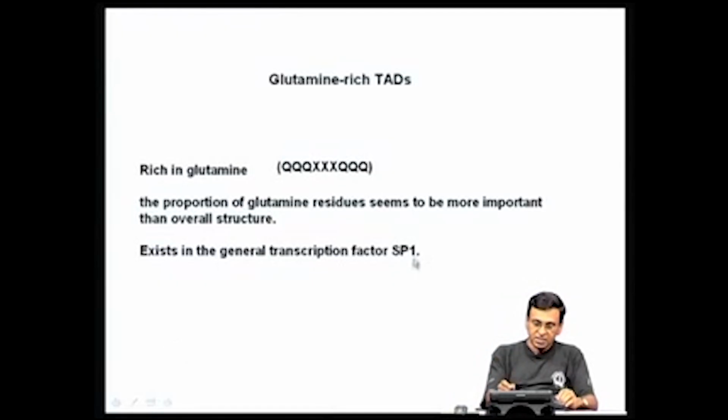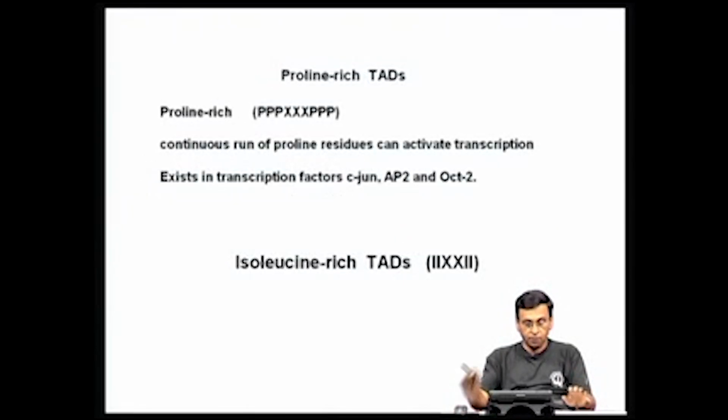Similarly, certain transcription factors like SP1 contain a transcription activation domain which is rich in glutamine. So, the proportion of glutamine residues seems to be more important than the overall structure. Just as some factors have glutamic acid or aspartic acid, acidic amino acids, there are certain transactivation domains which are highly rich in glutamine, and there are many other transcription factors like c-Jun, AP2 or OCT2 which contain a proline rich transcription activation domain.